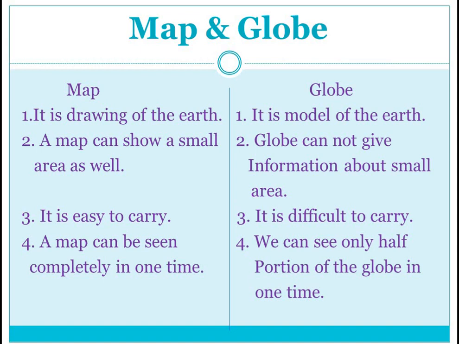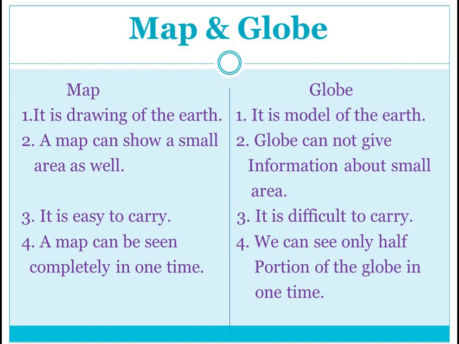Now, how is a map different from a globe? Or we can say, how is a map better than a globe? If the question is there, how can we define that a map is better than a globe, or how can we differentiate map and globe? A map is a drawing of the earth. A globe is a model of the earth. A map can show small areas as well, the earth's surface or any of its parts. But a globe cannot give information about small areas.